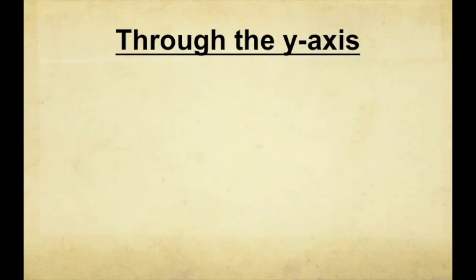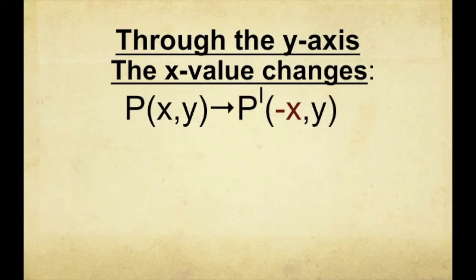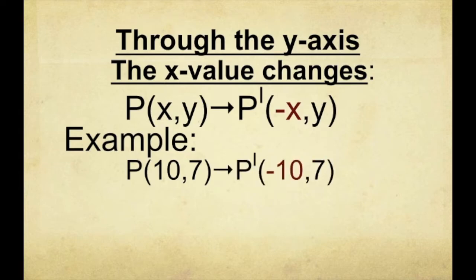How about through the y-axis? Well, if we reflected through the x-axis and the y value changed, what do you think is going to happen if we reflect through the y-axis? Well, the x value changes. So for example, if we have the point P at (x, y), that's going to become P prime at (-x, y). So we're doing the same thing basically, except instead of changing y, we're changing x, because this time we're reflecting over the y-axis. So for example, let's say we have the point P at (10, 7). That's going to become P prime at (-10, 7).